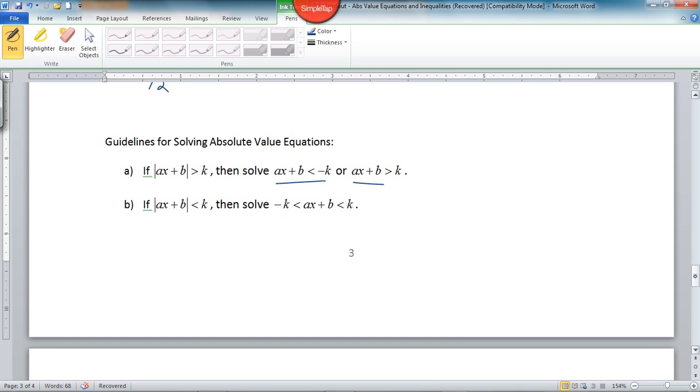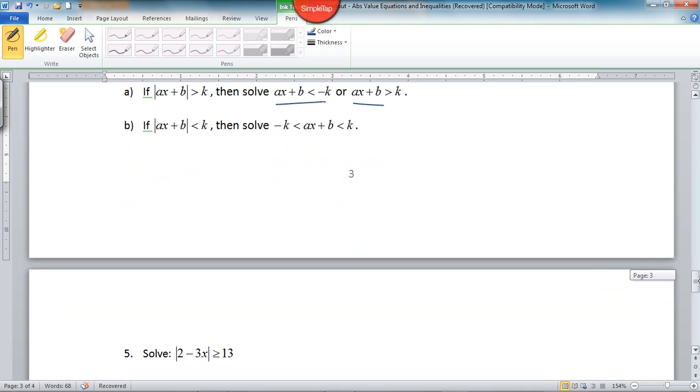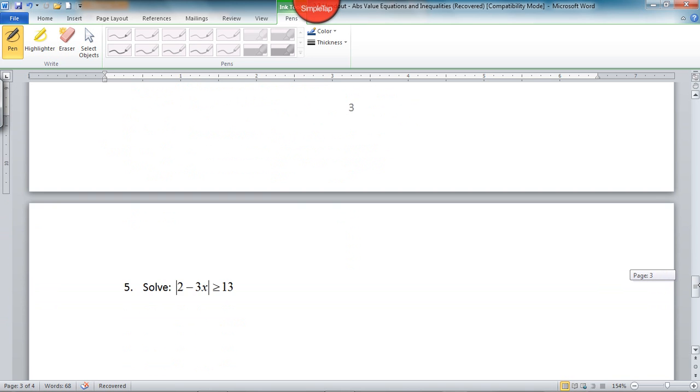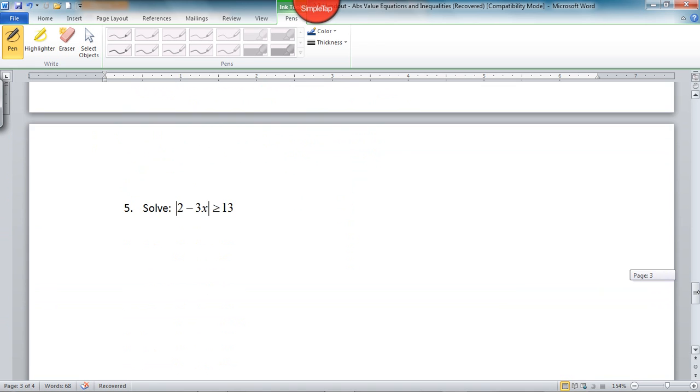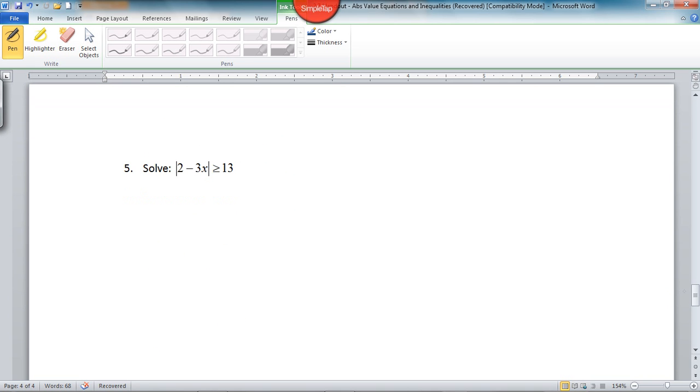So let's try that out on 2 more problems here. Okay, so we have to think here. We got the absolute value of 2 minus 3x is greater than or equal to 13. Well, that's a greater than absolute value inequality. What do?